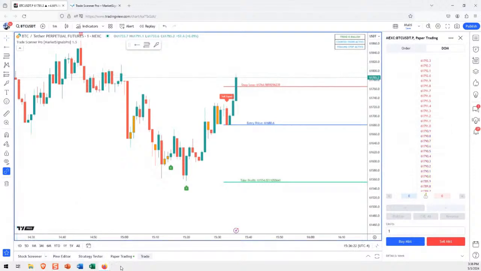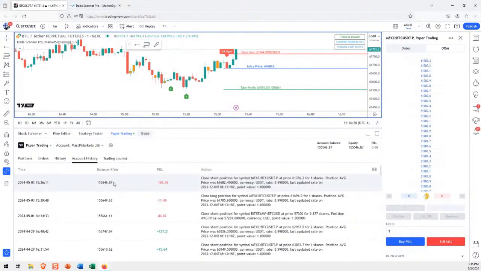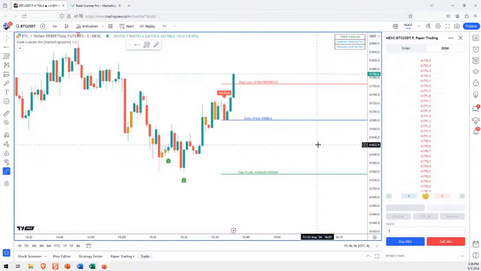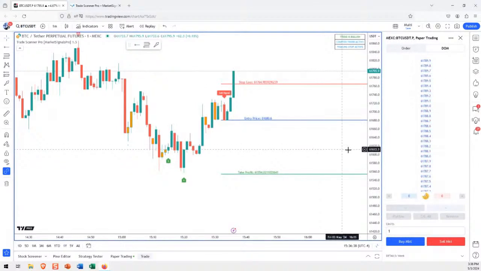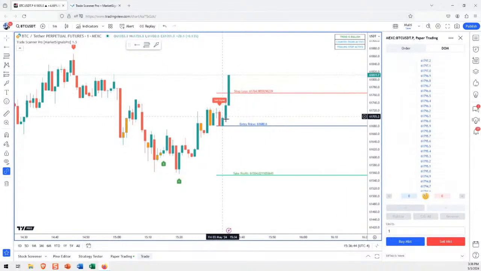All right, so if I go to my account history, that was $100 that cost me on one contract. The futures contracts are highly leveraged. It's basically one coin, I believe, per contract. So that's a $60,000 asset right there. Anyway, this thing is going vertical.